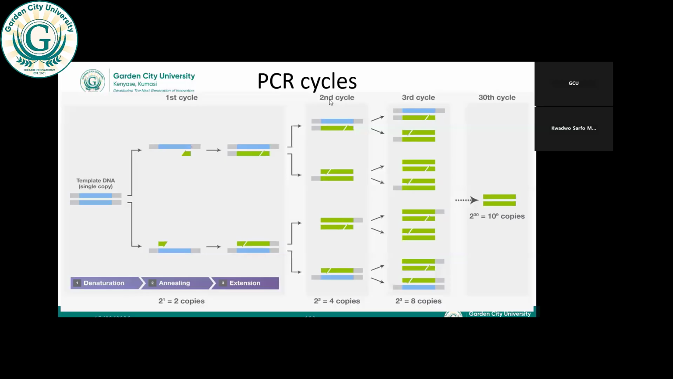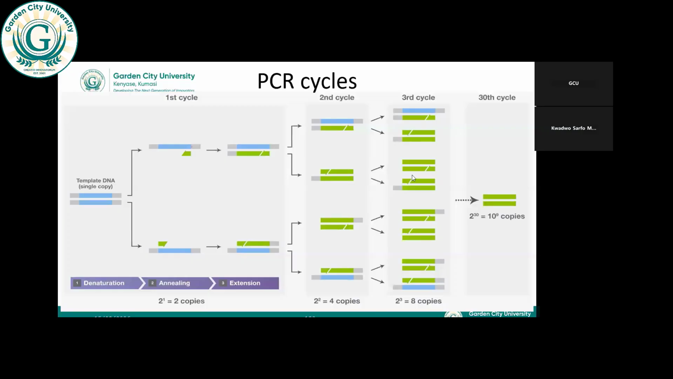Then after 2 cycles, this one will open up again, and this one will open up again. So we have 4 single strands. Then the primers will bind to each of the 4 single strands and elongate them so that I have 4 double strands. So we have 4 copies after 2 cycles.